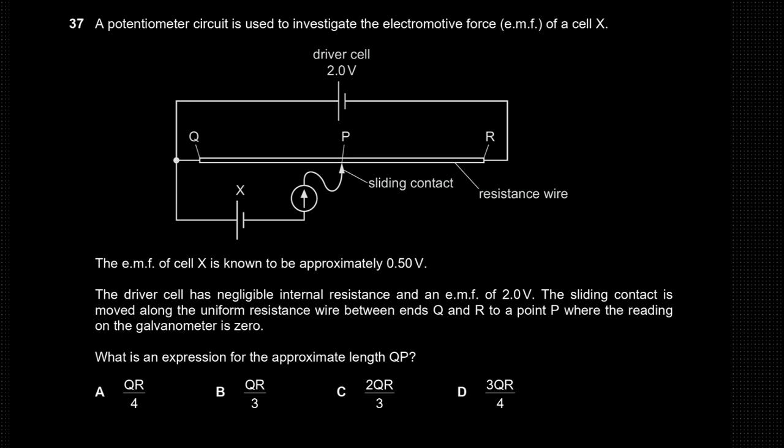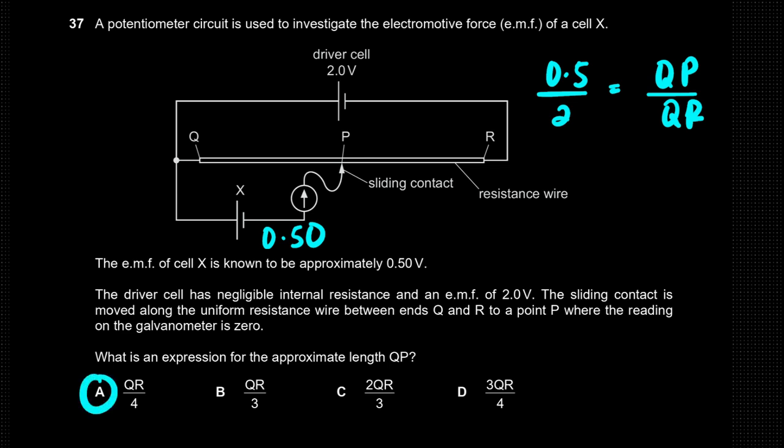So if this is 0.5, this means that 0.5 over 2 should be equal to this length over this entire length, right? So 0.5 over 2 should equal QP over QR, right? So it's 0.5 over 2, which is 1 over 4 QR. So that's A. Pretty easy, right? That's how we use the null method with potentiometers.